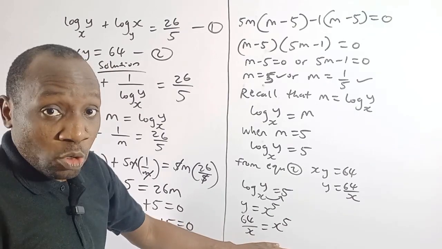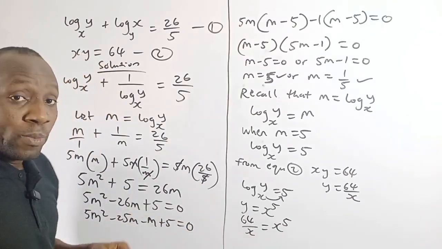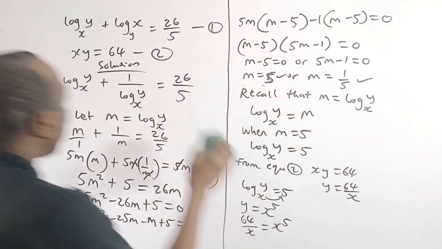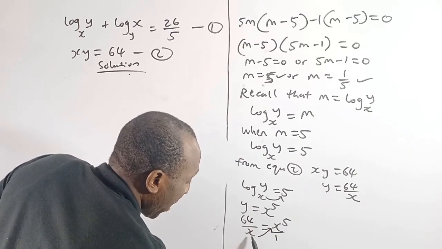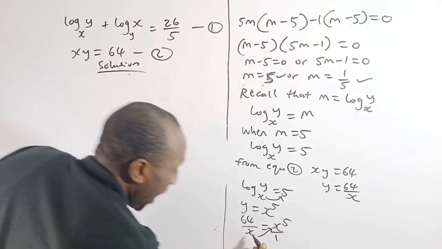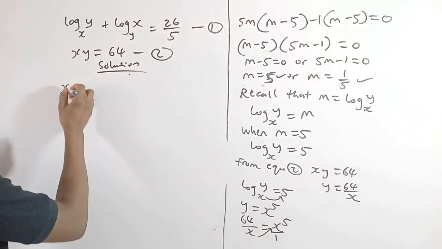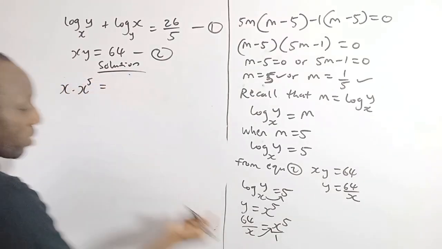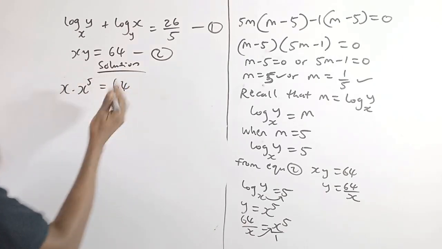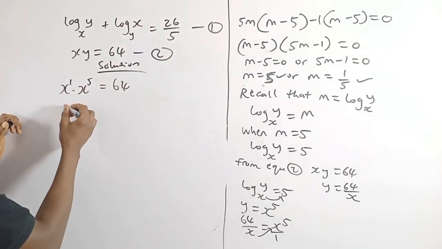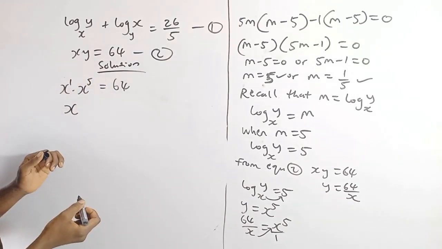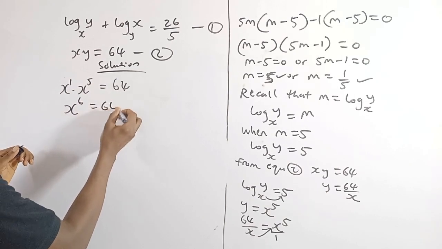It's easy to get the value of x since all the variable we have is just x. Now let me take this off and we'll write it from here. So if I write over 1 and I cross multiply, I will have x times x raised to the power 5 is equal to 64. Now, using the law of indices, we're going to add the exponents. So you have x raised to the power 1 plus 5, which is 6, is equal to 64.